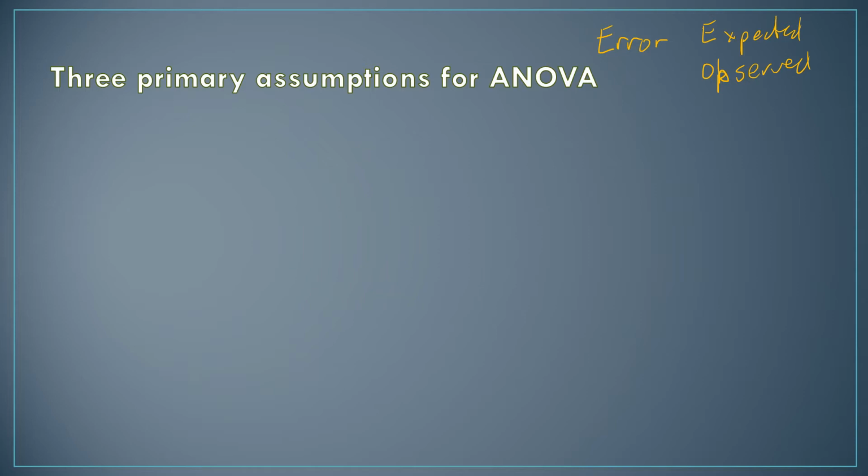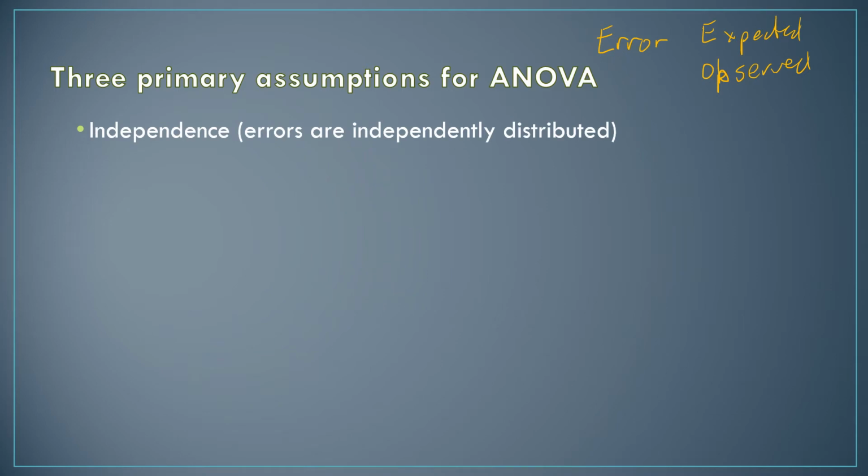So all three of these primary assumptions for ANOVA really are concerned with the error that is calculated for your observed distribution. So the first one is independence. And here we want to look at, are all of these errors independent of each other? Are they independently distributed? Meaning that the error from one individual point or one group is not causing the error in another individual or another group.